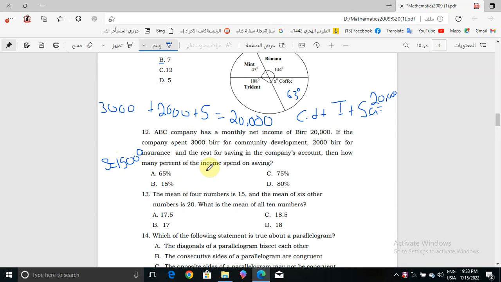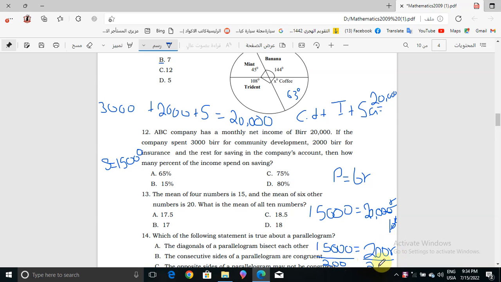Okay, then P is equal to B times R. That means 15,000 is equal to 20,000 times R over 100. That means cut 20 by 20. Then you will get 15,000 is equal to 200R. Then divide both sides by 200, cut 0 by 0, then we have 150 over 2, and 150 over 2 will be 75. So that means R is equal to 75%.